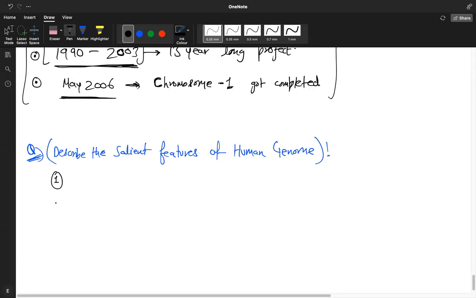First thing that we learn, that human genome contains approximately 3.16 billion base pairs. Second, about the genes, we learned that the total number of genes was around 25 to 28,000.